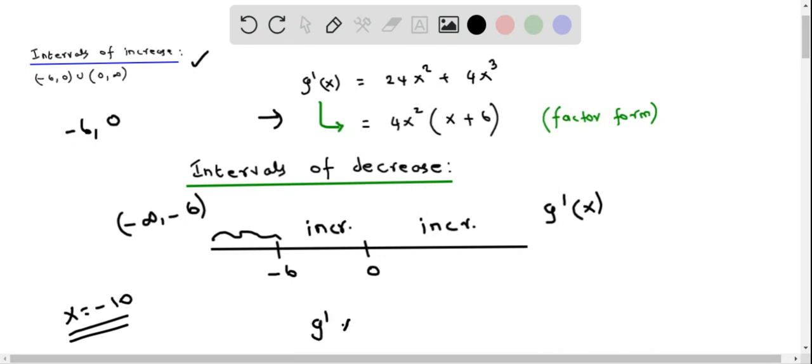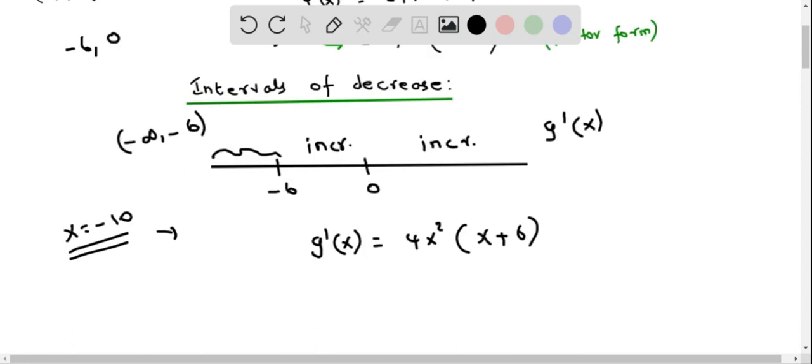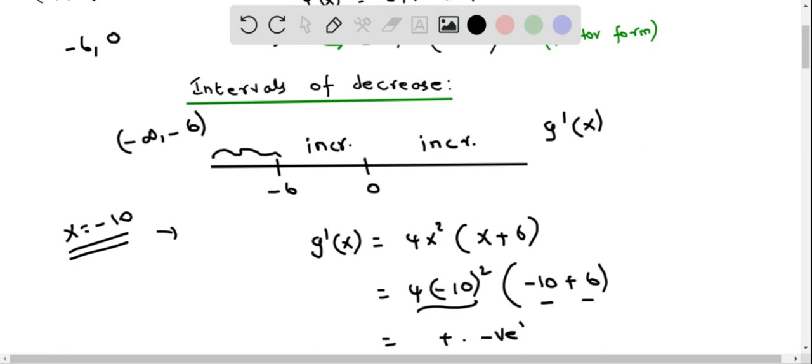I'm going to use the factored form of g prime of x. This equals 4x squared times (x plus 6). When we plug in x equal to negative 10, the first term is going to be positive anyway. This is 4 times negative 10 squared times (negative 10 plus 6). This is always positive because it's a square term, and this one gives negative 4. So a positive term times a negative number is a negative number. Ultimately we get a negative value.